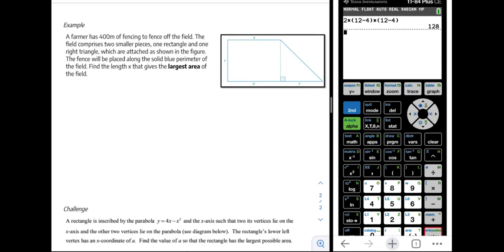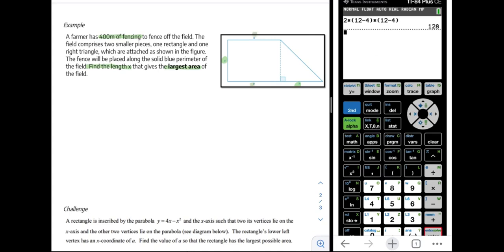Example 2. A farmer has 400 meters of fencing. The field comprises 2 small pieces, 1 rectangle and 1 right triangle, which are attached as shown in the figure. The fence will be placed along the solid blue perimeter of the field. Find the length of x that gives the largest area of the field. Okay, so we have our x, which is defined here as the length which is here, which is also the same as this one here. And we also have y's that are defined.